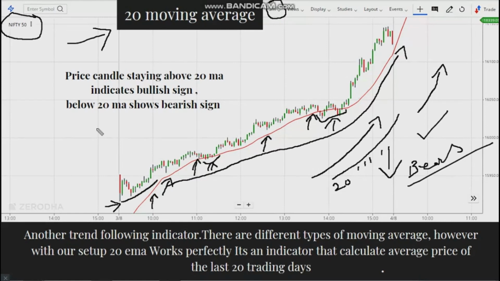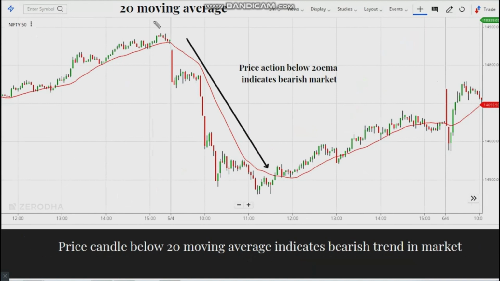With our setup, 20 moving average works perfectly fine. We will see in our coming slides. Price action candle staying above 20 moving average indicates bullish sign. Below 20 moving average shows bearish sign. Let me show you another 20 moving average chart explanation.